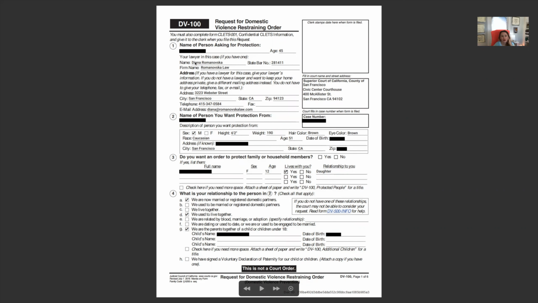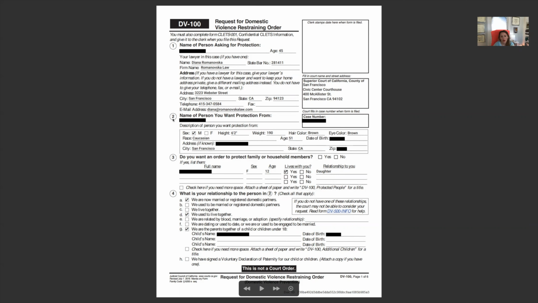If you have a lawyer, fill it out. Obviously, if you have a lawyer, you wouldn't fill it out, so the lawyer would be filling it out for you. So you leave this section blank. And then if you don't have a lawyer, then keep your home address private, give a different mailing address instead. And make sure to not put your telephone, fax, or email address here as well, because the whole purpose is to protect you from perpetrators and not to make this information easily available.